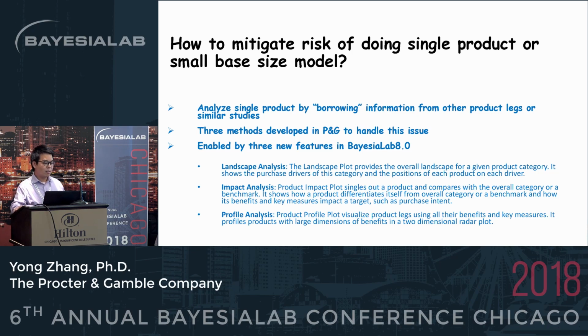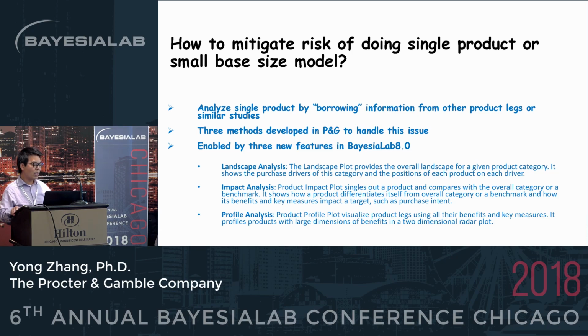So landscape analysis: in one plot, we try to show what the drivers are in this category, and on these drivers, what the positions of each brand are versus each other and the market average. If you have sufficient base size and product legs, it will give you the landscape of the category. Then impact analysis will single out one product leg and compare it with the overall category. That's the default in BayesiaLab right now. You can also compare it with a benchmark product, could be a competitor product or your existing product, to see which part you are winning and which part you are losing in terms of product benefits.